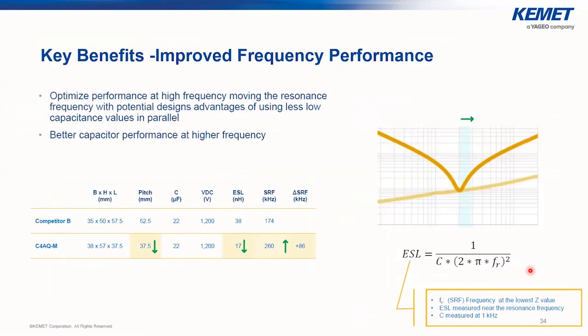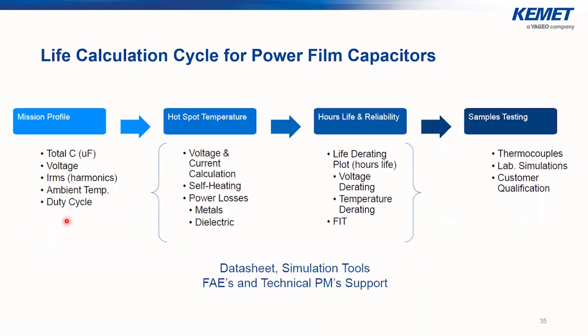When talking about miniaturization, the main benefit will also be on the ESL, or the parasitic inductance. So when miniaturizing the capacitor, we will reduce this parasitic inductance, and the capacitor can operate at higher operating frequencies. And this is what we have made here as a comparison between the C4EQM series and our competitor B.